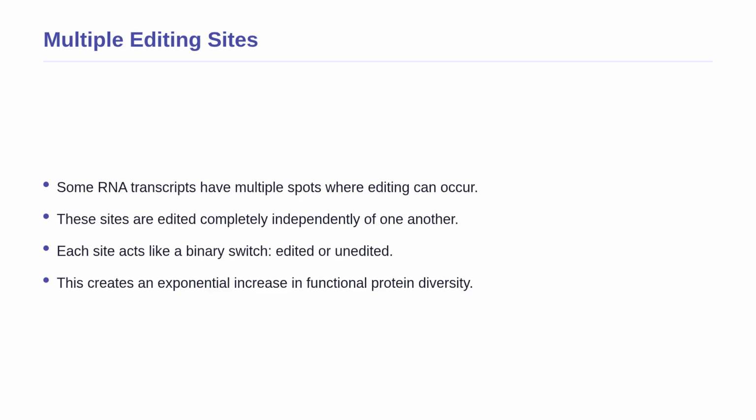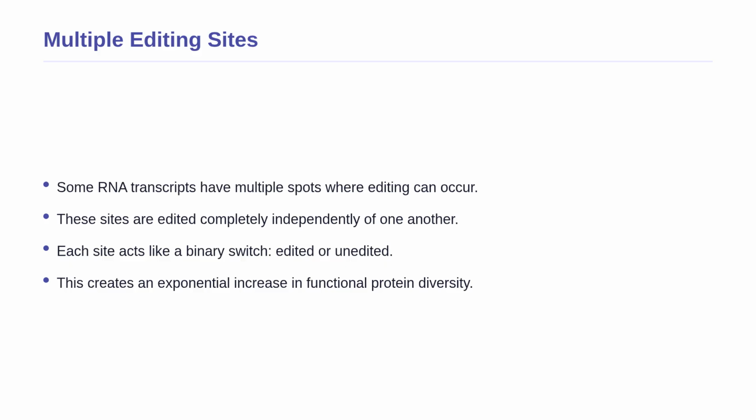Now that we can calculate efficiency for a single site, let us expand our view. What happens when a transcript has more than one editable location? Some messenger RNA transcripts have multiple spots where editing can occur, creating even more variety. The cellular enzymes edit these sites completely independently of one another. You can think of each editing site exactly like a binary switch in a computer. It can either be in an edited state or an unedited state.